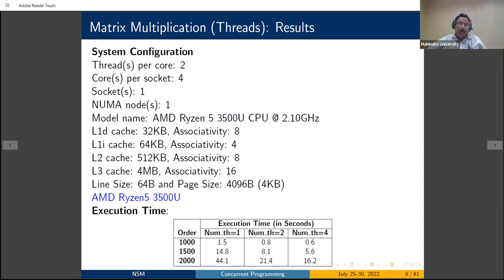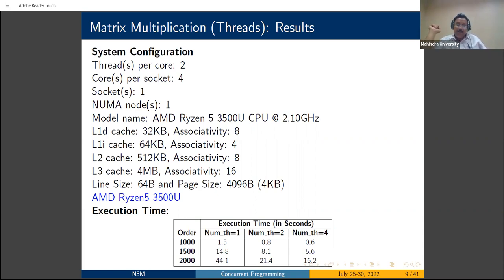Next, when you look at this particular processor, it is AMD Ryzen 5. The size of the L1 cache is 32 KB. In L1, you can find two types of caches, D cache and I cache. D stands for data cache and I stands for instruction cache. The size of the L2 cache is 512 KB and the size of the L3 cache is 4 MB. Associativity of the L1 D cache is 8, and associativity of the L1 I cache is 4, right? Most probably you studied all these associativities in the course computer organization or computer architecture.